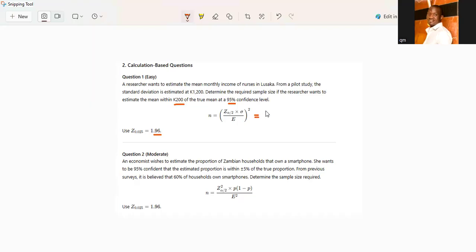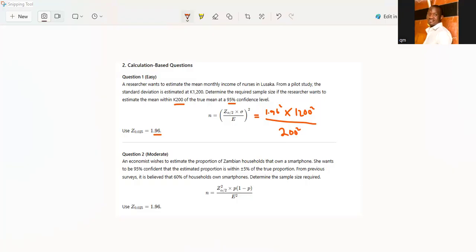What is our Z? 1.96 squared. What is our standard deviation? The estimated standard deviation is 1,200, so 1,200 squared, over our error. The error comes in the term within 200, so we put 200 there, squared. All together, we calculate our sample size. Then I go to our next question.